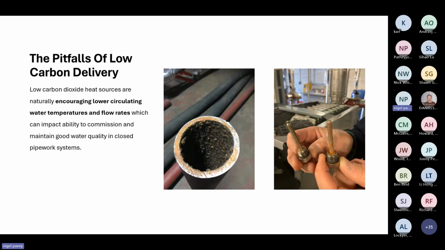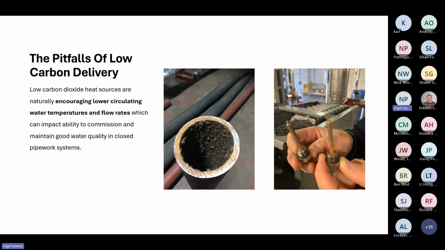So we've covered heat, we've covered flow, we've covered friction, we've covered thin pipes. Now we're coming on to the more sort of issues of low carbon design, which you may not be necessarily acquainted with. So low carbon heat sources are naturally encouraging low circulating water temperatures and low flow rates, which can impact the ability to commission a system, obviously direct the water where it wants to go, and maintain good water quality.